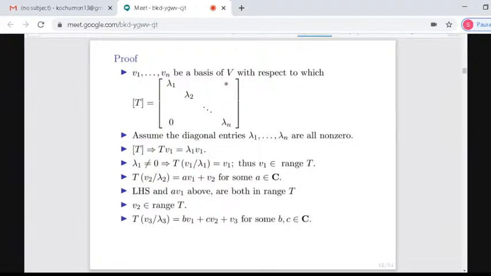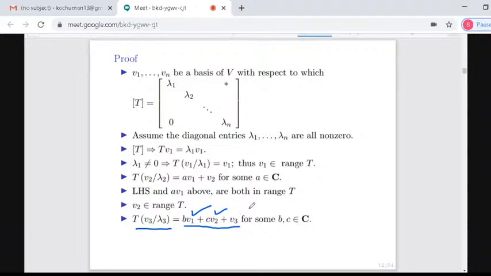Now, you will look at V3. Again, the same way, with the same thinking, if you do T of V3 over lambda 3, we can get it as a linear combination of vectors from V1, V2, V3. And this element we have seen already is in the range. Therefore, V3 also has to be in the range.